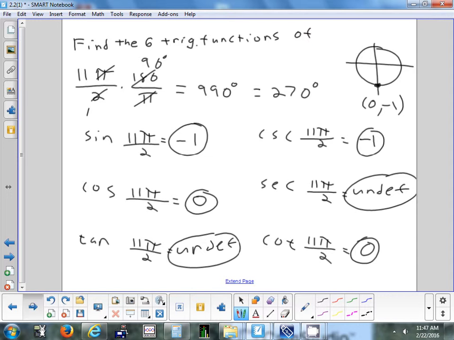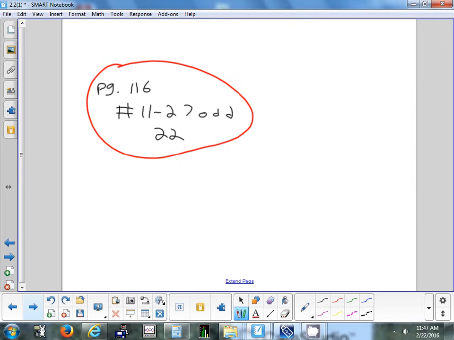All right. So we've got a little bit of time left. Okay, I'll give you the last 15 minutes to work on the homework. Again, we won't have time every day, but some days we have more time than others. Okay, and the homework, it's on 116, 11 to 27, odd, and number 22.